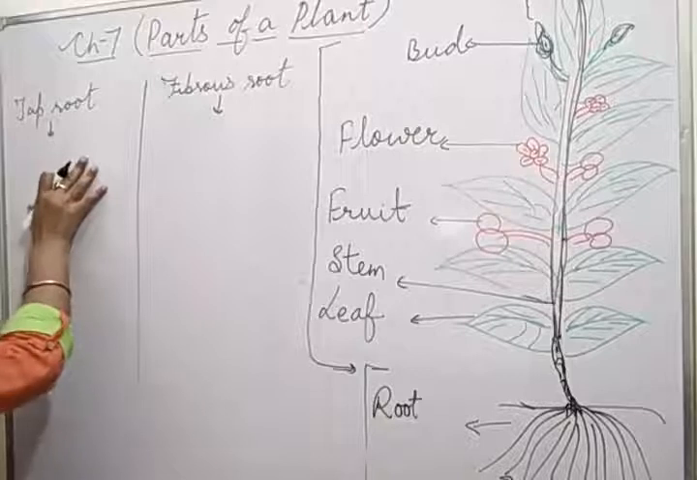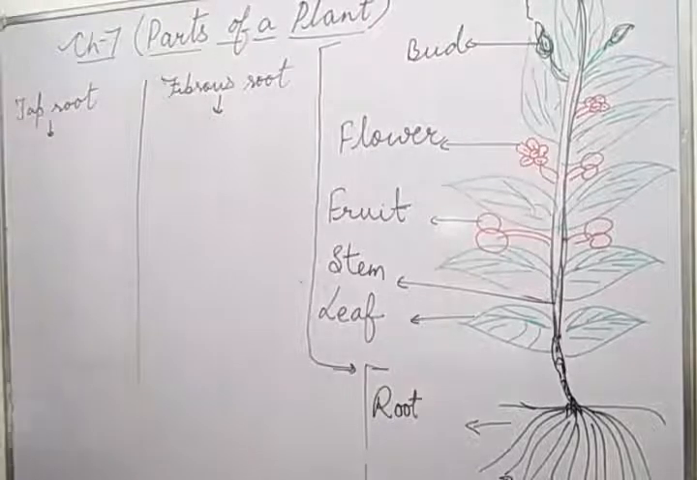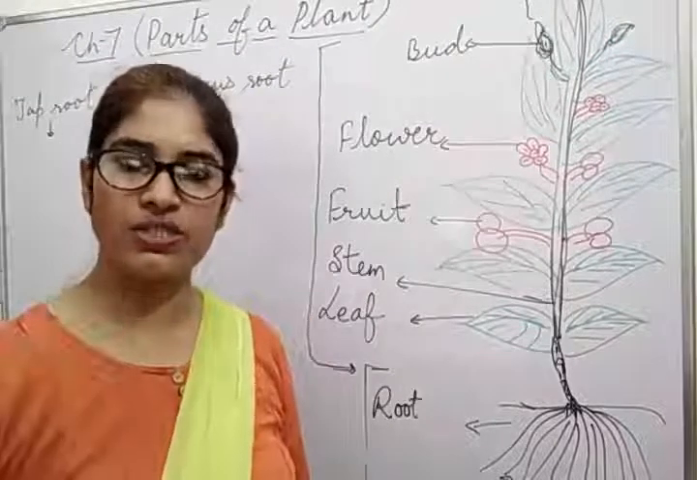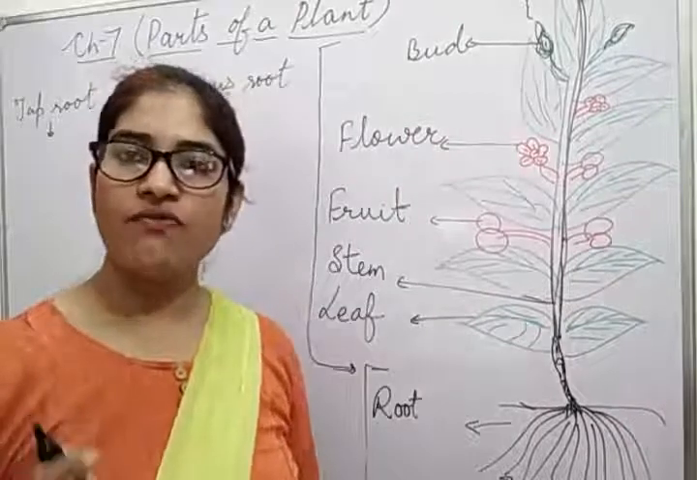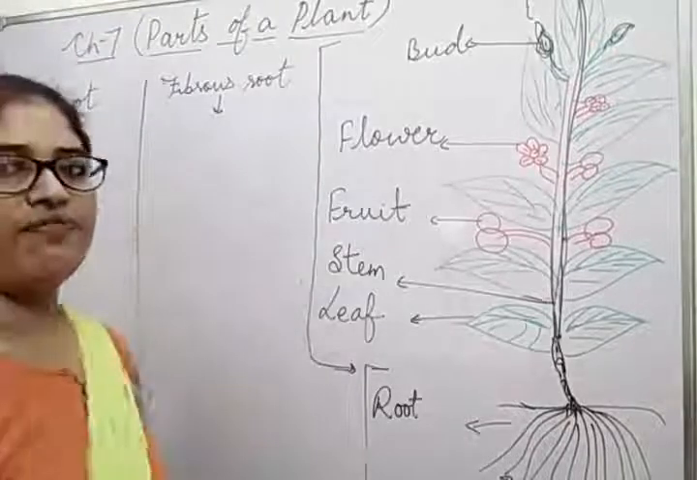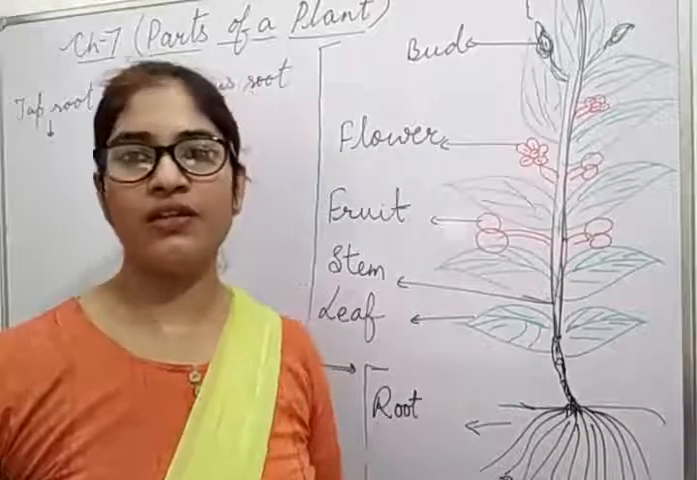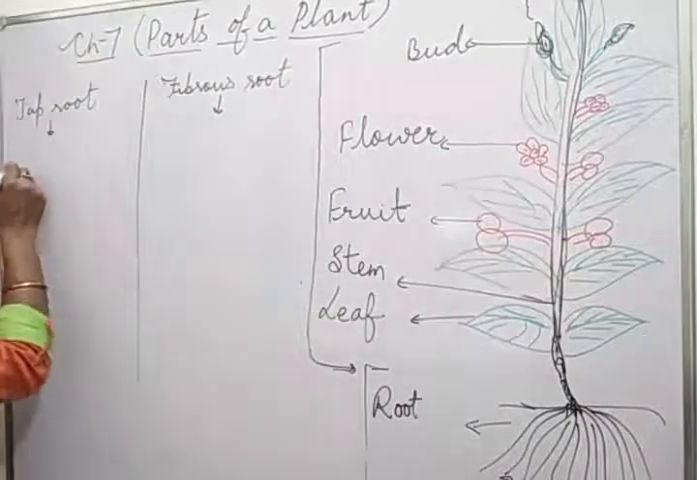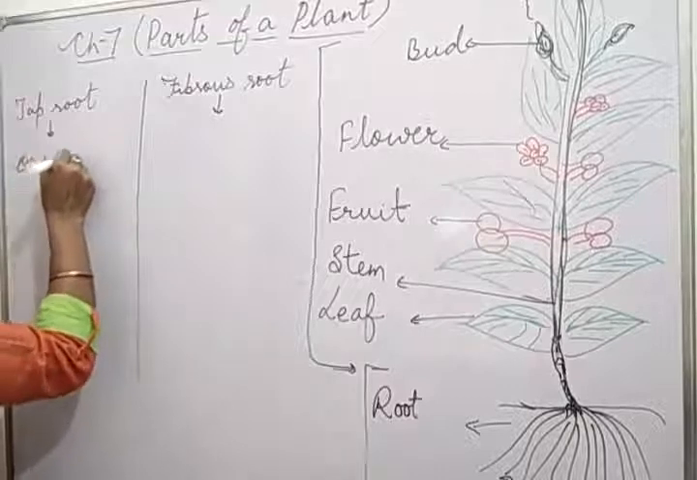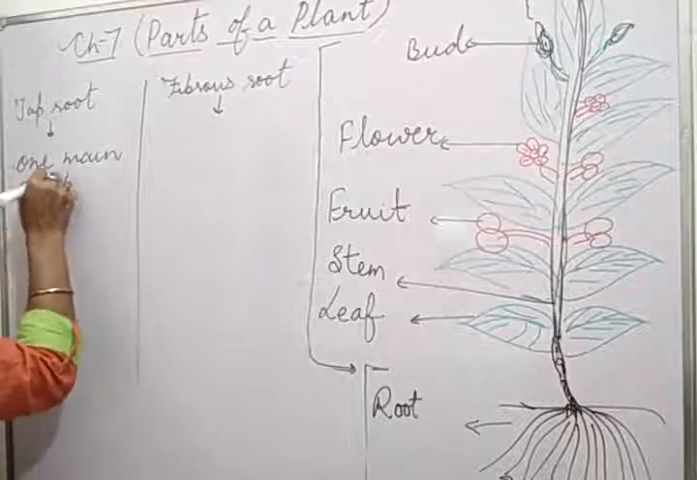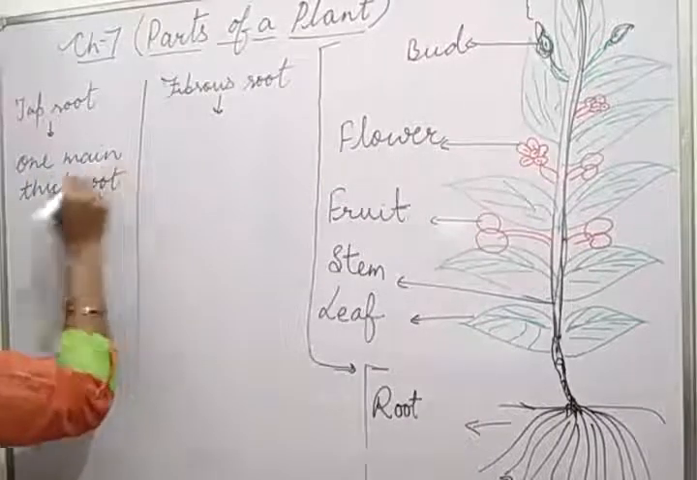Now what do you mean by taproot? Taproot क्या होती है बेटा? This root consists of one main thick root, and that grows downward. It has only one main thick root, so that is taproot. And if we talk about the fibrous root, it is a bunch of many thin roots. Firstly we will understand the taproot. It consists of one main thick root.